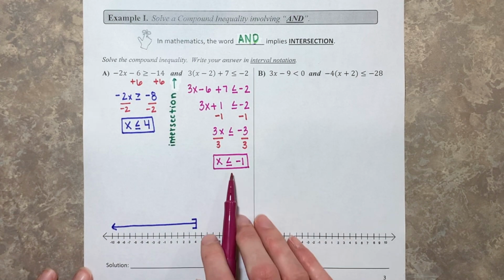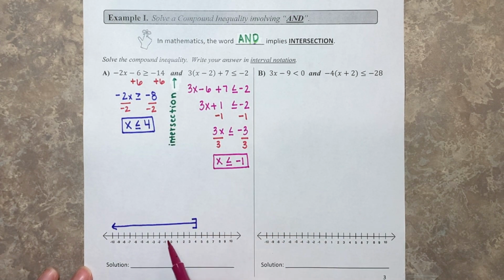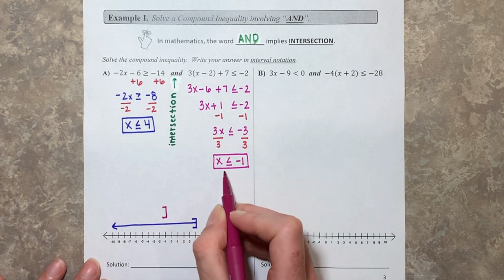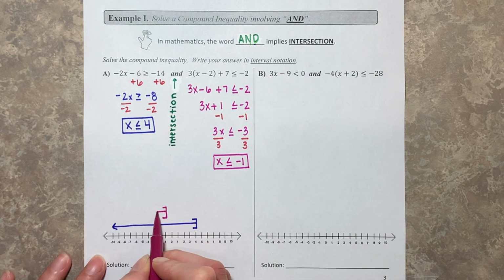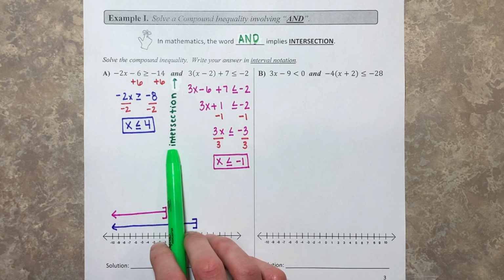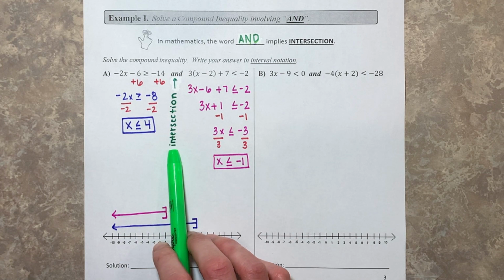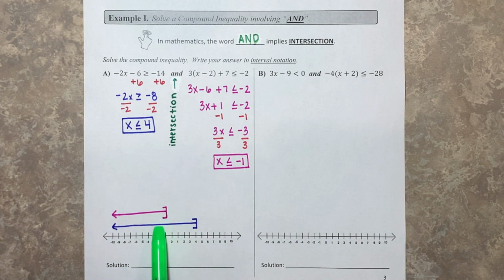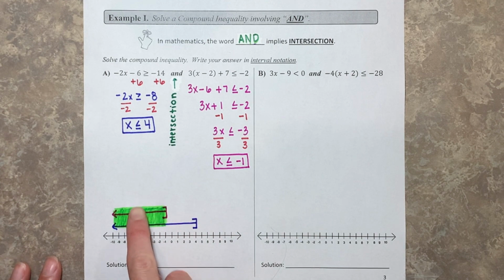Now, let's graph this on the number line. We'll find negative 1. We'll use a square bracket, and we want to represent x values less than or equal to negative 1, so we'll draw our arrow going to the left. Now remember, the word and means intersection. That means for our final answer, we want to know, what do these solutions have in common? Where do these solutions intersect or overlap? That would be in this region here.